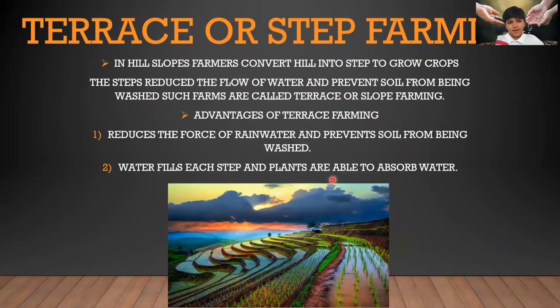Terrace or strip farming. On hill slopes, farmers convert the hill into steps to grow crops. The steps reduce the flow of water and prevent soil from being washed away. Such farms are called terrace or slope farming. Advantages of terrace farming are that it reduces the force of rainwater and prevents soil from being washed away. Water fills each step and plants are able to absorb water. You can see here, each step is filled with water and every plant is getting equal amounts of water.